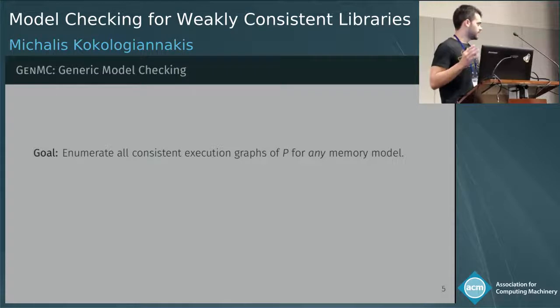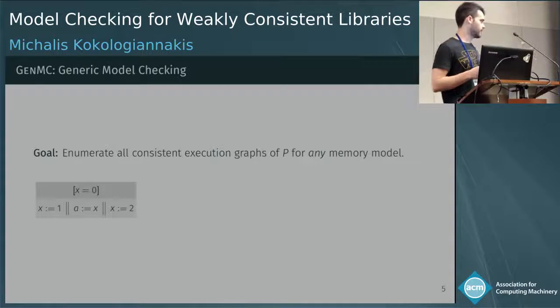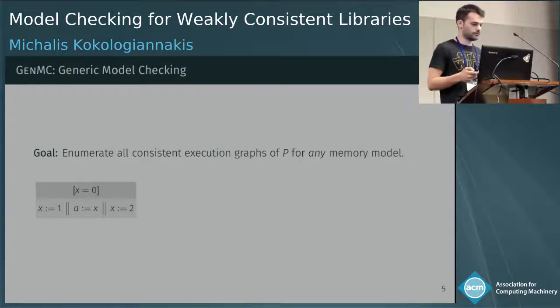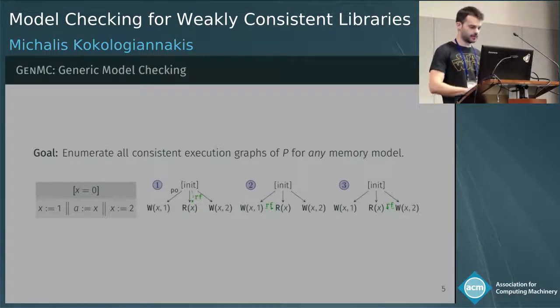Right, so our starting goal is very simple. What we want to do is enumerate all consistent execution graphs of a program P for any memory model. Now, what do these execution graphs look like? Well, if we have a program like this, where the first thread is writing 1 to x, the second thread is reading from x, and the third thread is writing 2 to x, then there are 3 executions for this program, depending on the value that this read reads, that can be depicted by these 3 graphs.